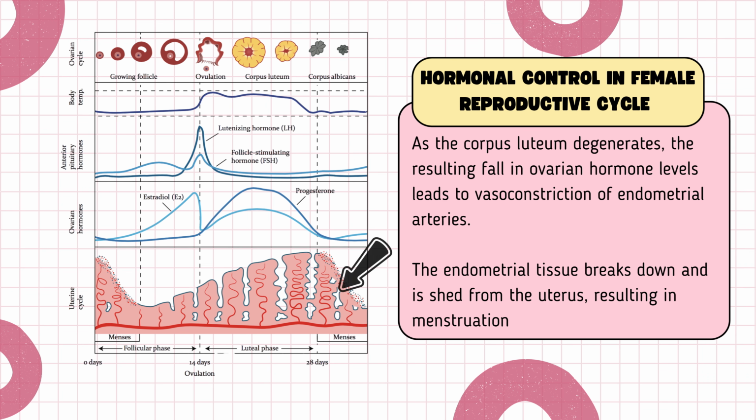As the corpus luteum degenerates, the resulting fall in ovarian hormone levels leads to vasoconstriction of endometrial arteries. The endometrial tissue breaks down and is shed from the uterus, resulting in menstruation, the menstrual flow phase. This phase typically lasts several days and marks day one of both the ovarian and uterine cycles, coinciding with the recruitment of a new group of follicles.